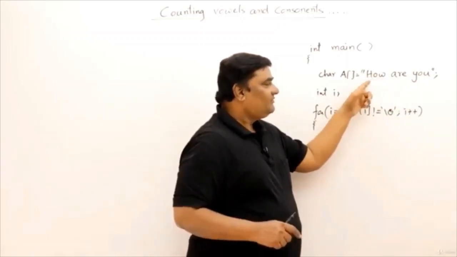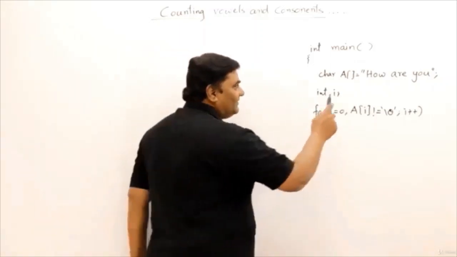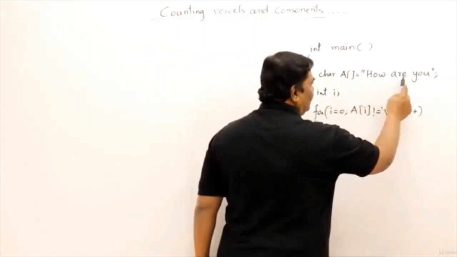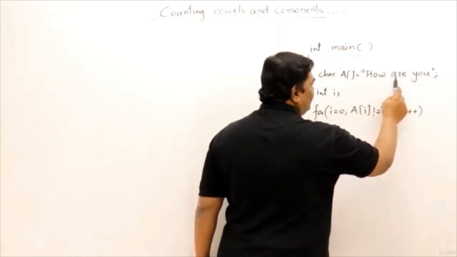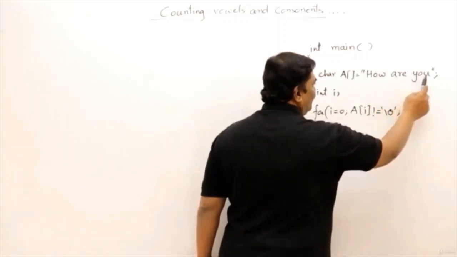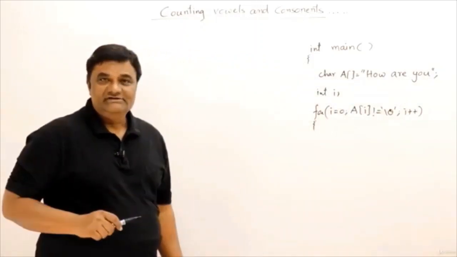In this string, how many vowels are there? I want to find out. See, the vowels are O, A, E, O, U. So 1, 2, 3, 4, 5. Five vowels are there, and the remaining are consonants.